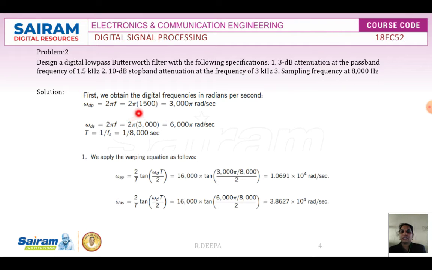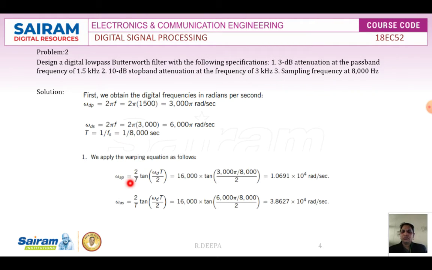So first we convert the digital frequencies into omega: 2 pi times 1500 gives 3000 pi radian per second. Similarly, the other frequency, 2 pi times 3000, is 6000 pi radian per second. And we know the sampling period is T equals 1 by fs, where fs is given as 8000, so T is equal to 1 by 8000 second.